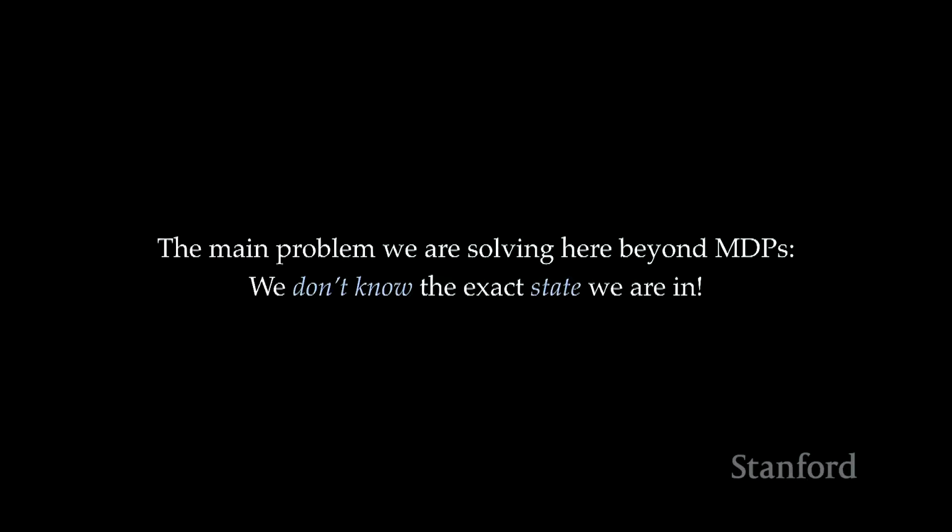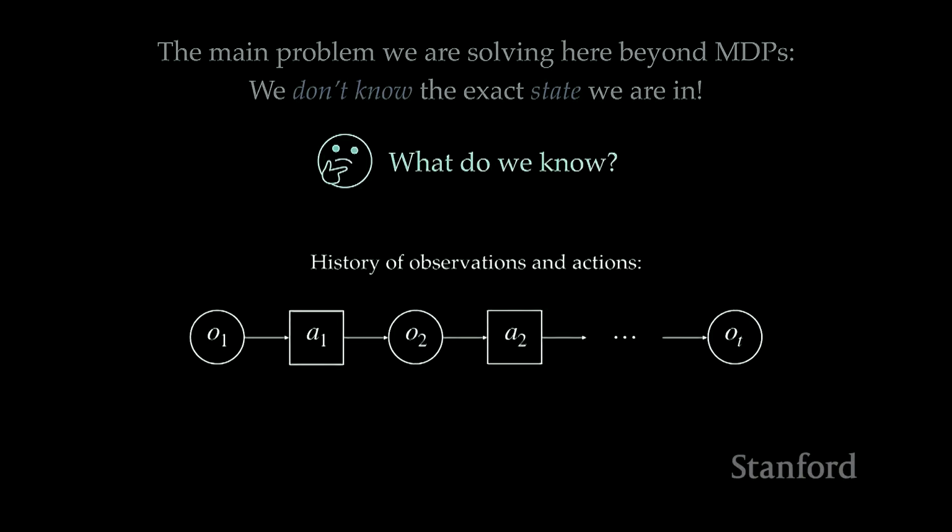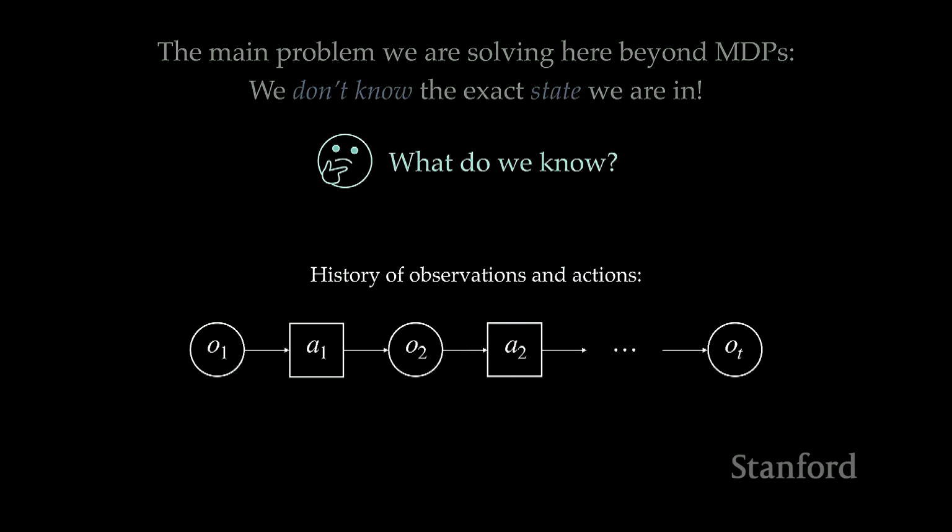Okay, so the problem here, though, is that we're not in MDP land anymore. We don't actually know the exact state that we're in, and we have to go off something else to decide what action we want to take at every time step. So we can think about what do we know? These are things that you've talked about before. Really all we have is this history of observations and actions. We don't get to know the state, we do get noisy observations of that state, and then we also know what action we took at every time step leading up to where we currently are.